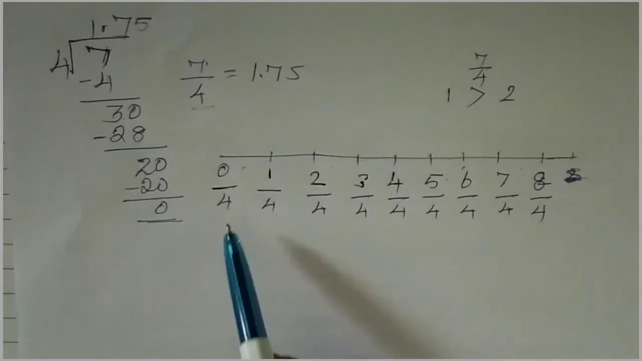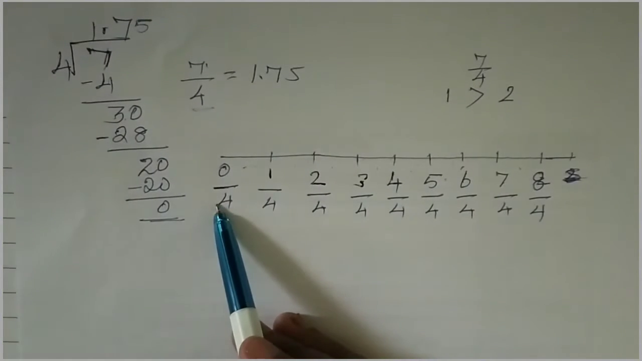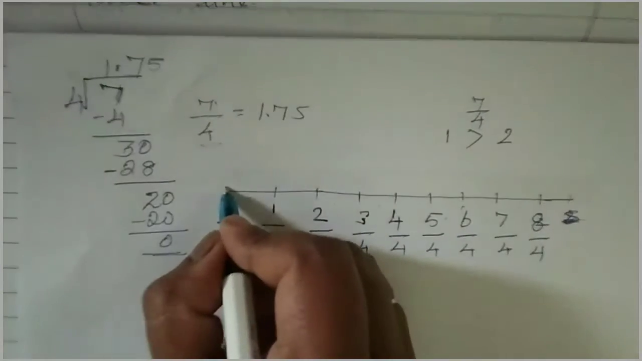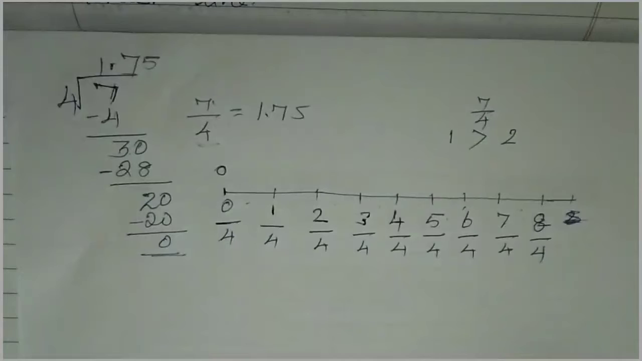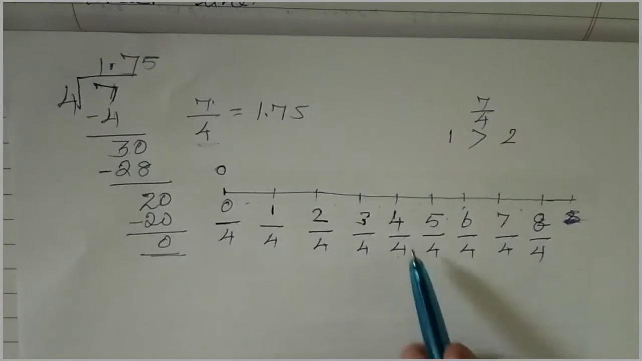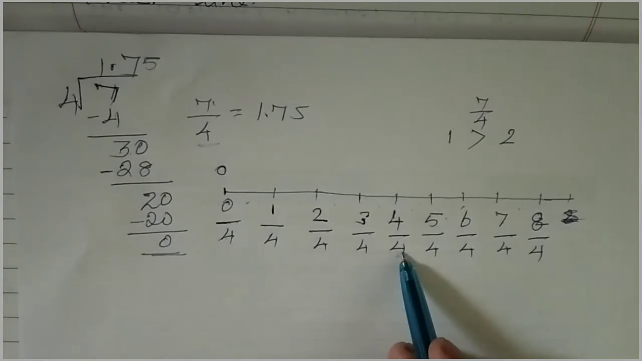Now just consider 0 divided by 4. That means 0 divided by anything is 0 only, so this point is 0. And then see here, 4 divided by 4. 4 by 4 means what? When we cancel these two values, the answer is 1.